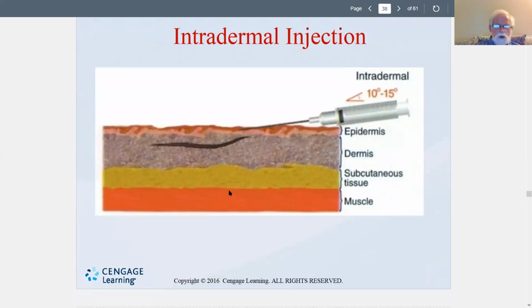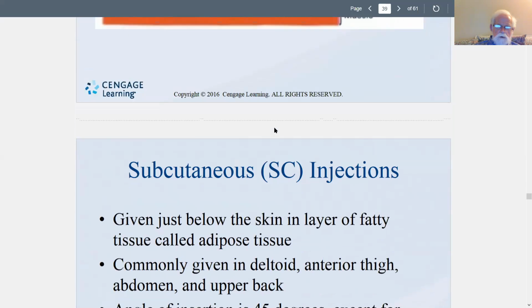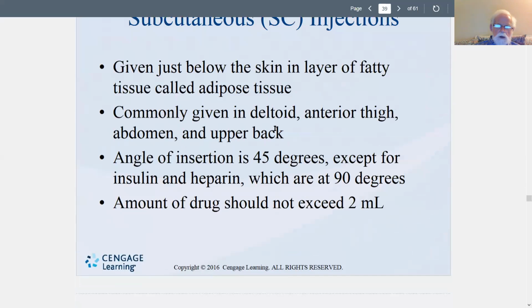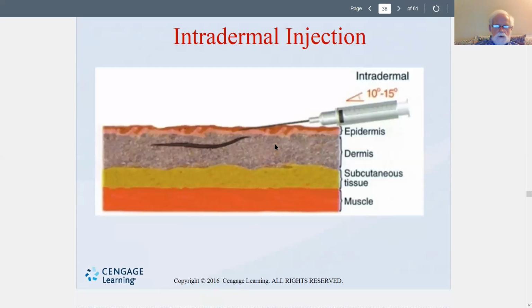So here's a picture of what it looks like. It goes between the epidermis and the dermis and actually goes in slightly further than that. I like to take up about half of the needle length doing an intradermal. Subcutaneous is below. If we look up here at this picture, the subcutaneous tissue is down below the dermis.